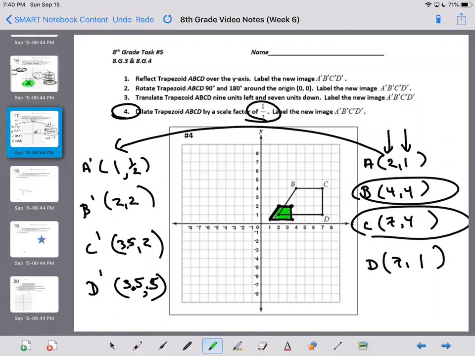What's in green is 1/2 the size of trapezoid ABCD. So we would say trapezoid A prime, B prime, C prime, and D prime in green is 1/2 of the size of trapezoid ABCD.